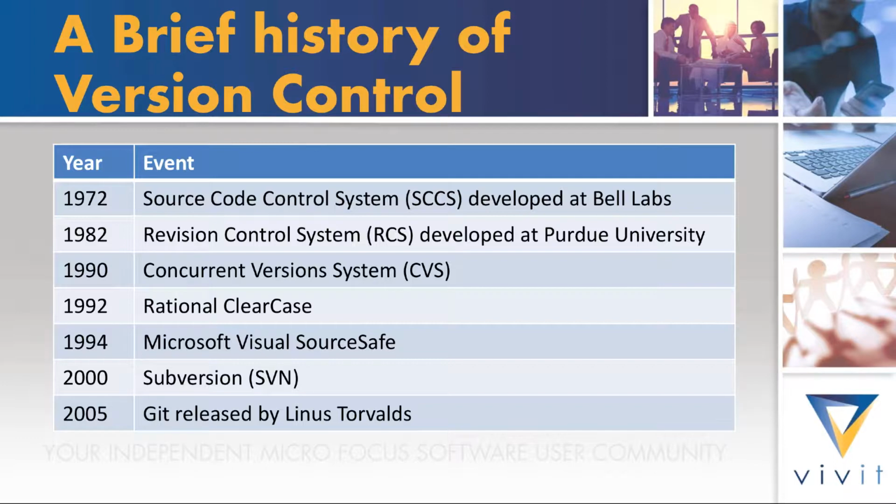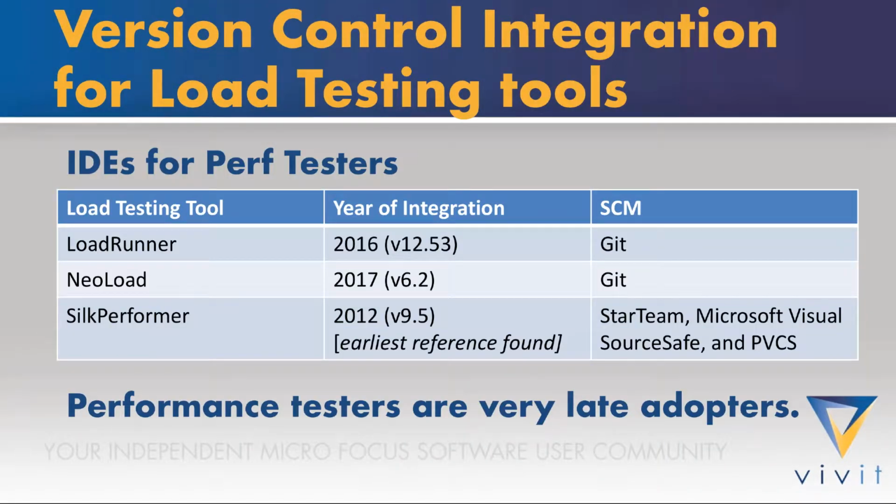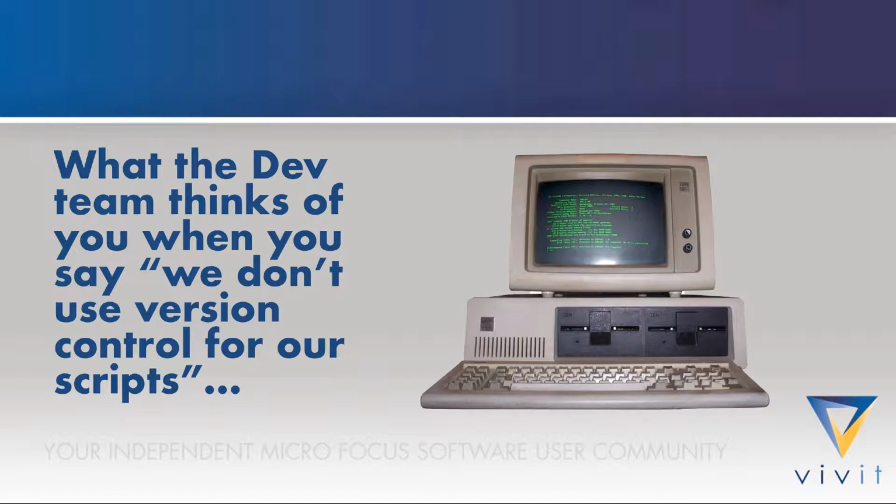90s. Software-based version control has been around since the 70s, and for a software developer, use of version control has been taken as a given since at least the 90s. But in the performance testing world, it's only in the last couple of years that support for version control has been built into our tools. So we're very much late adopters when it comes to version control. And when the dev team finds out that you're not version controlling your scripts, they kind of look at you like you're a caveman or something. But at least with version control, we're finally catching up.